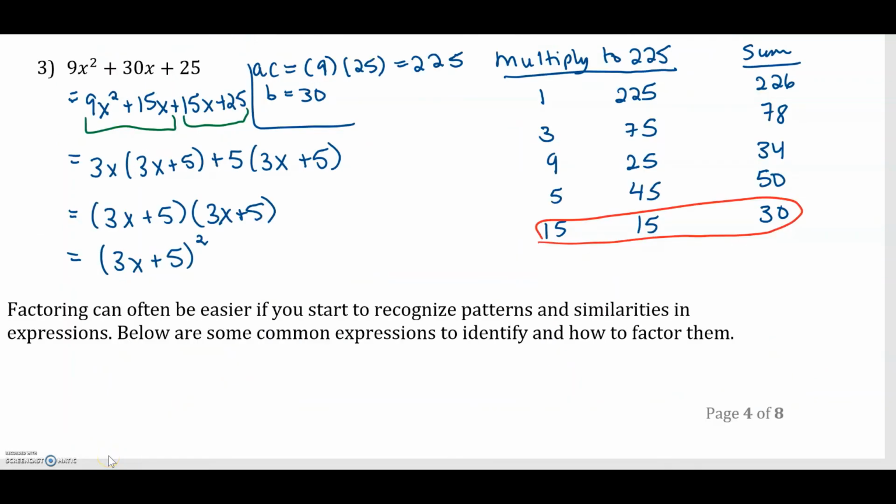So factoring is often easier if you start to recognize patterns as well as similarities in the expressions. You want to make sure that you really practice these problems so that you can recognize the patterns and similarities. Practice makes perfect.